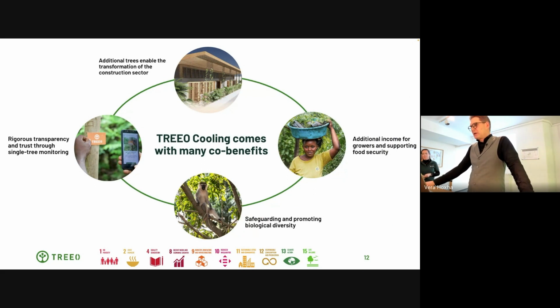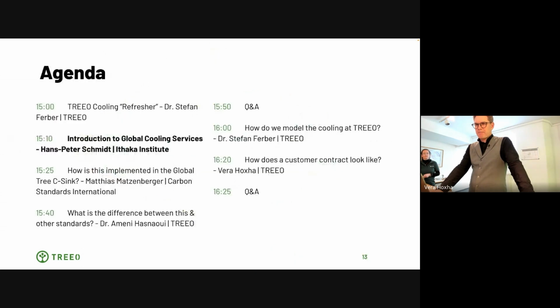The standard you will see later, promoted by Carbon Standard International, also has a mechanism to depict biodiversity. And we also test the waters if we can charge more money by including biodiversity in our carbon removal products. But overall, we are distinguishing ourselves with rigorous transparency. So we believe trust can only be built with data, and this goes down to data for every single tree.